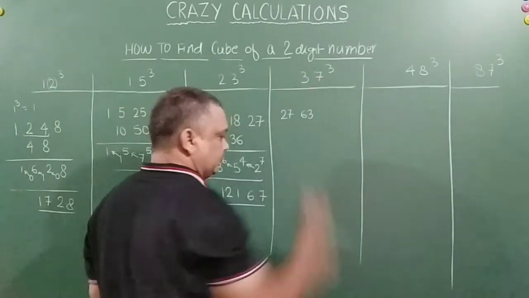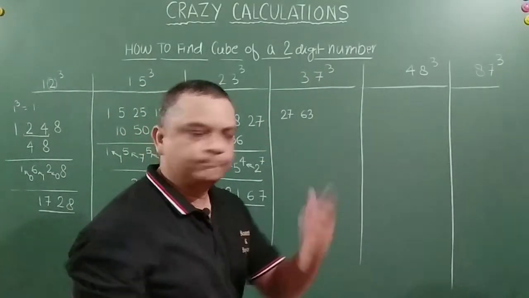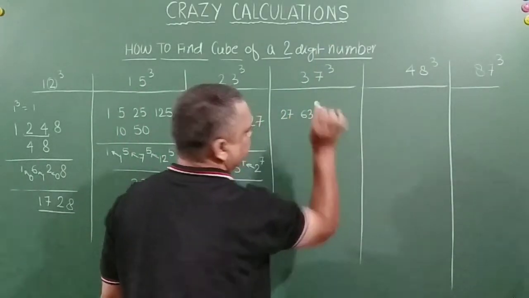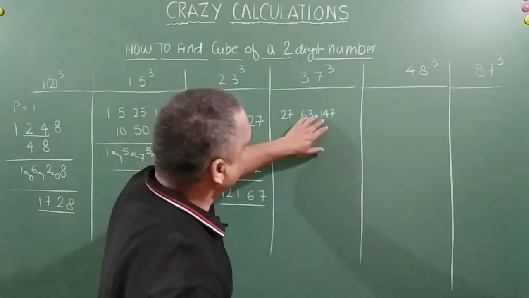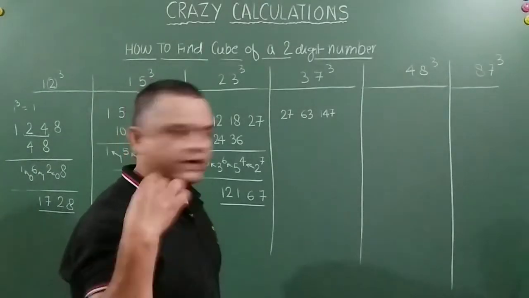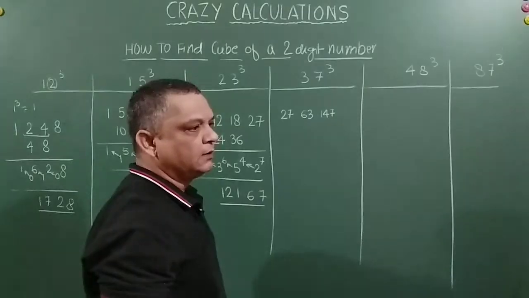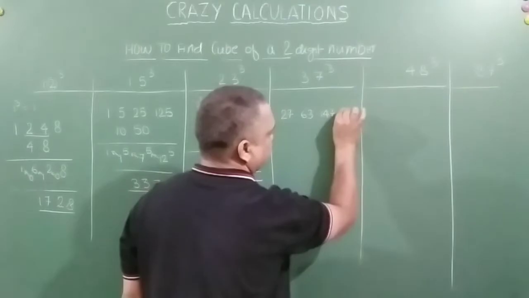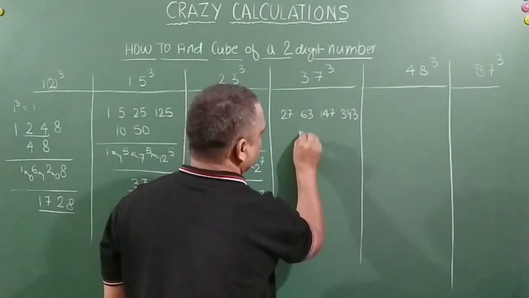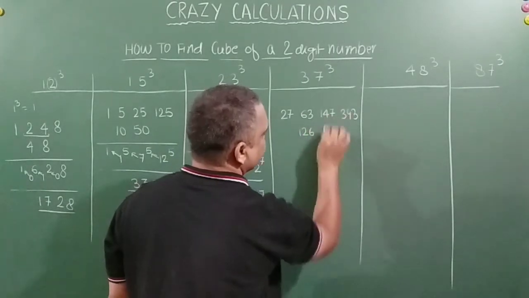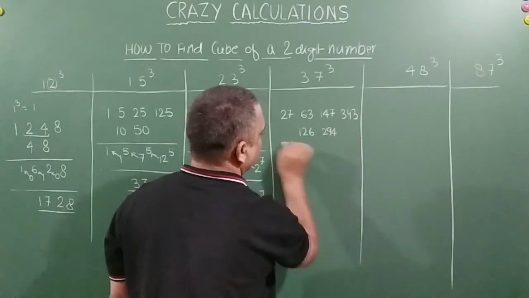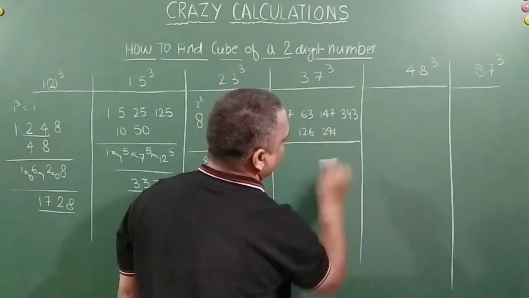63 divided by 3. Answer is 21. 21 into 7 is 147. Correct? Now 147 divided by 3. Answer is 49. Right? 49 into 7. So 7 cube, we know 343. Right? I will double it up. That is equal to 126. And this is 294. Right? Correct?